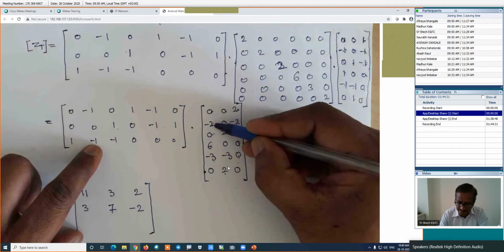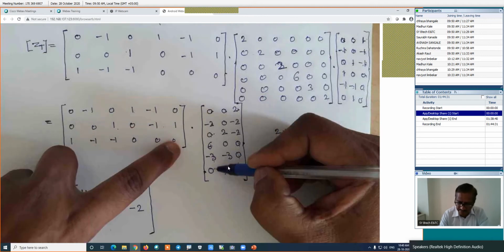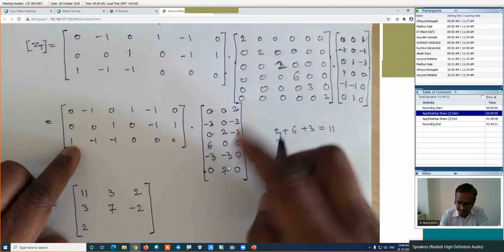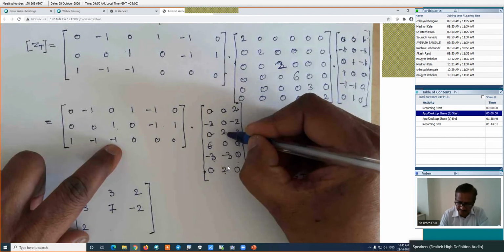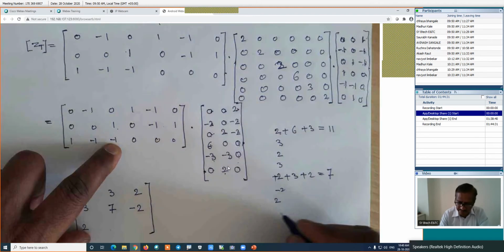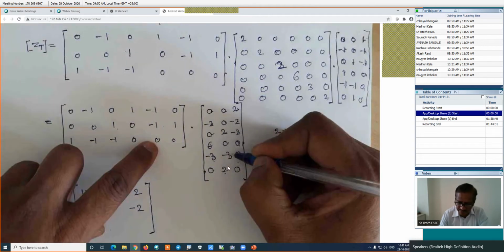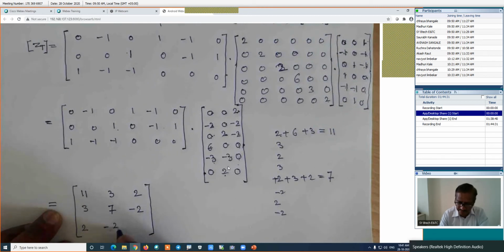0, then 0, then 0, then 0, means its element in this case is plus 2. Then last row, second column. This is 0, this is 0. This is minus 1 into 2, it will be minus 2. Then 0, then 0, then 0. Here it is minus 2.